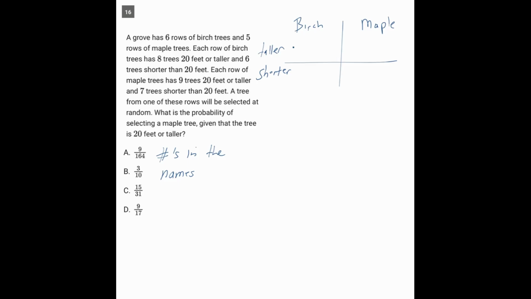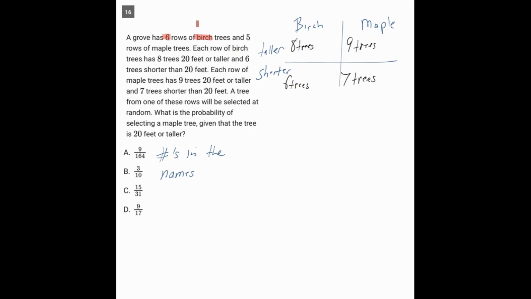So we have 8 trees that are taller, and this is for the birch. For the birch, we have 8 trees that are taller, and we have 6 trees that are shorter. Now, for the maple, we're being told that there are 9 trees that are taller and 7 trees that are shorter. So these are our numbers of trees. But for the birch trees, we have 6 rows.